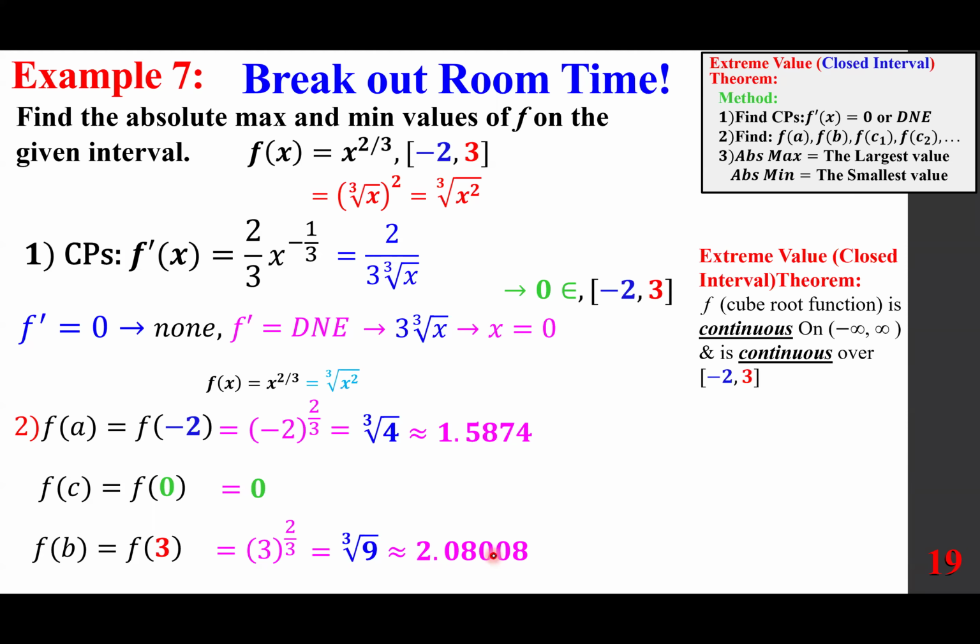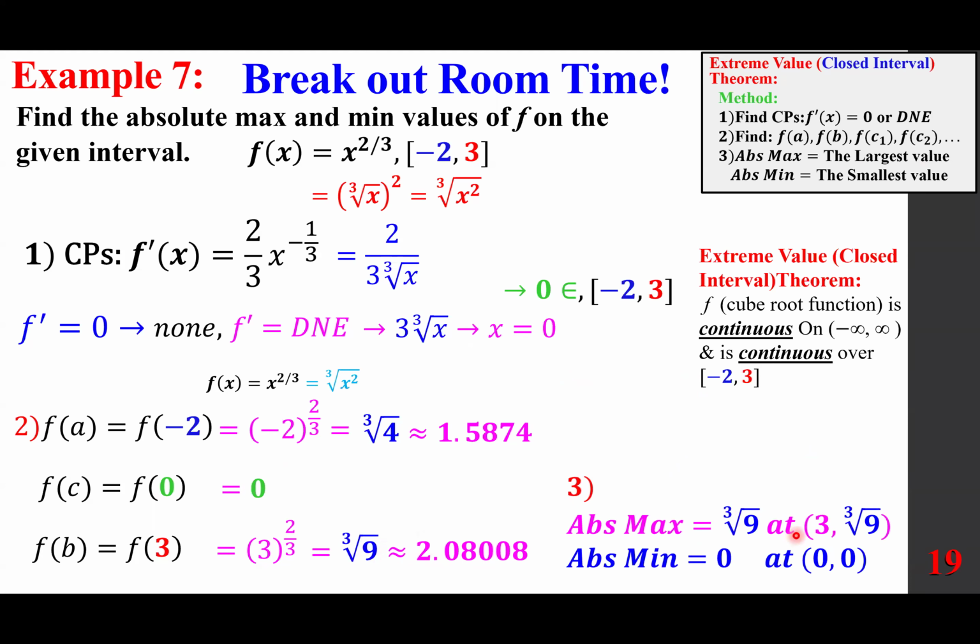So absolute maximum is the largest value. The absolute maximum is cube root of 9 at this pair. And absolute minimum is 0 at this pair. We write absolute maximum is cube root of 9 at 3 comma cube root of 9. Absolute minimum is 0 at 0 comma 0.